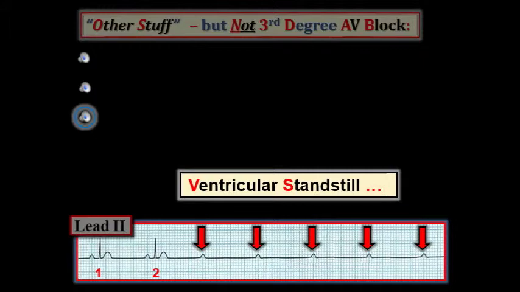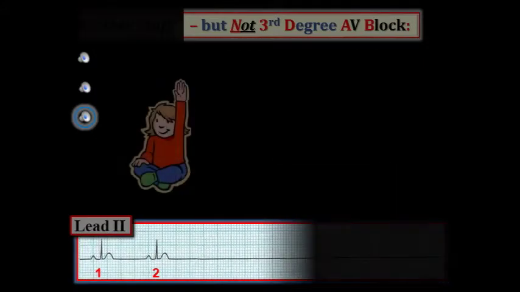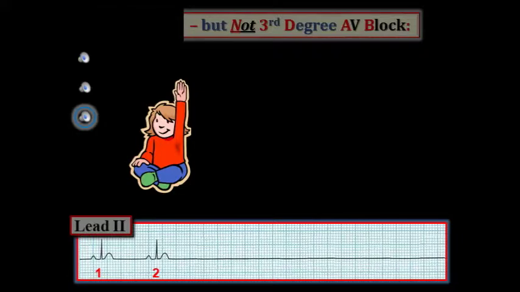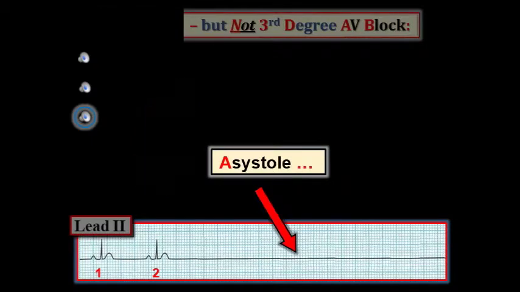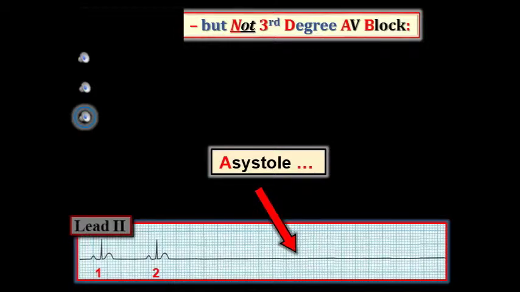And an even worse response is shown here, in which there is nothing after 2 normal sinus beats, which we call asystole, again with prompt need for pacing if the patient is to survive. But the point we make here is that asystole is not AV block, but rather complete cessation of electrical activity.